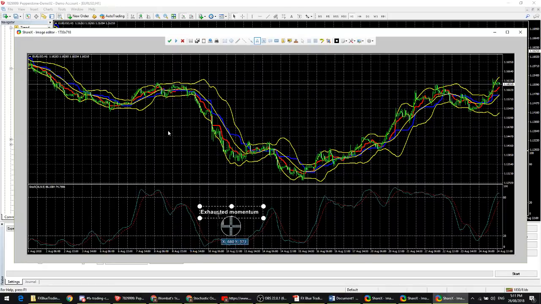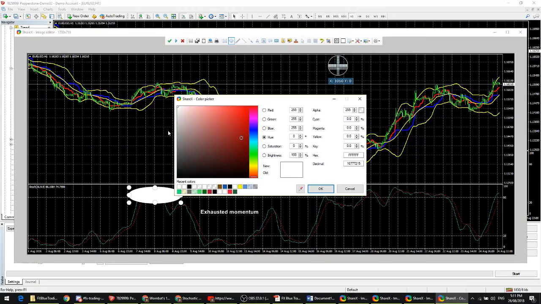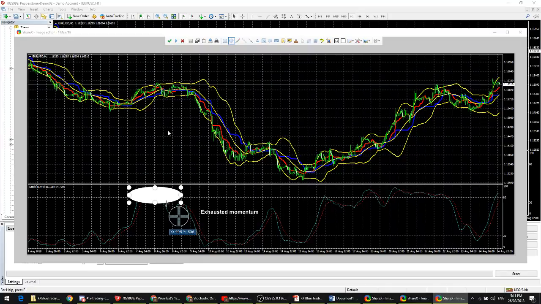Alright, so we'll put this in the middle, and then we'll circle the exhausted momentum parts. Oh no, how do I make that clear? This is all just not going good. Fill color. I turn it off. Oh, shit. Alright. Let's get rid of that.